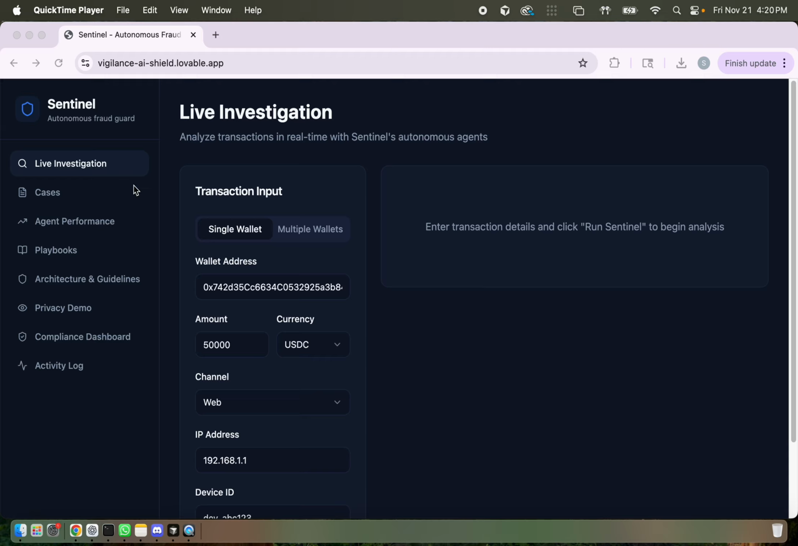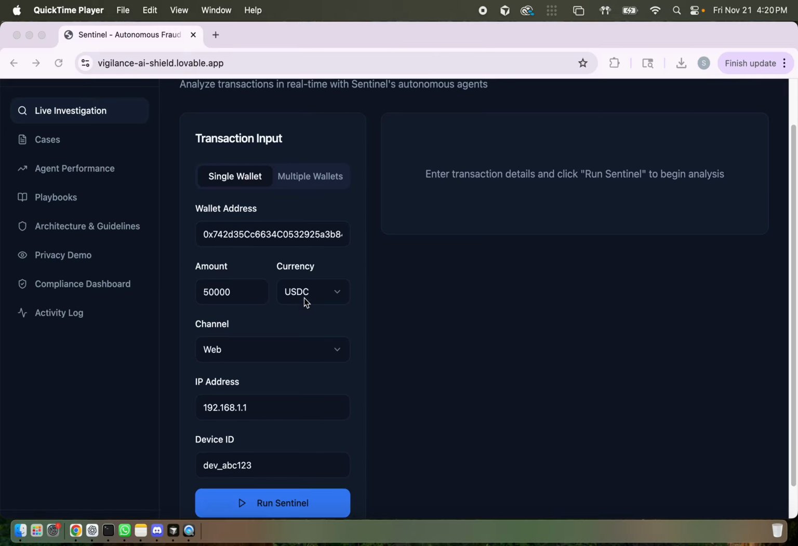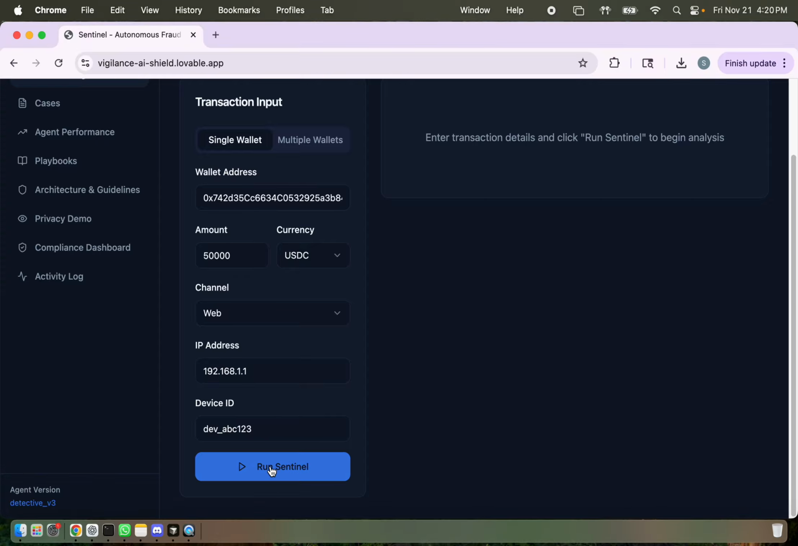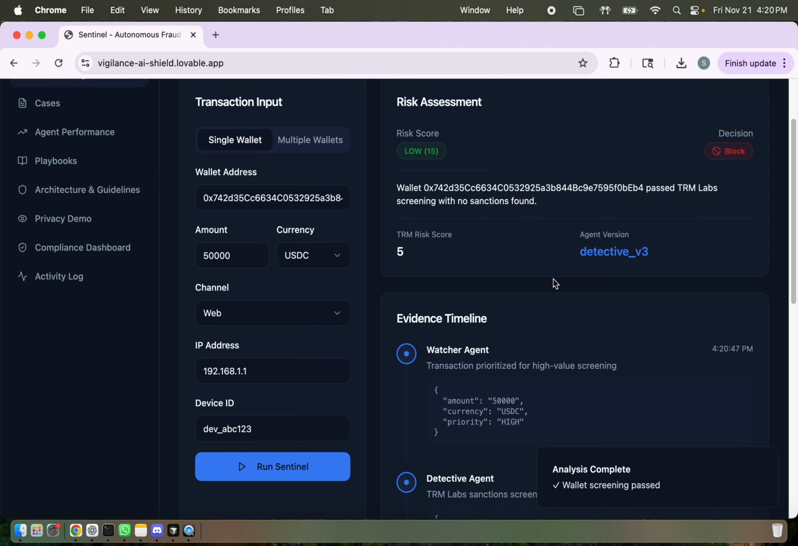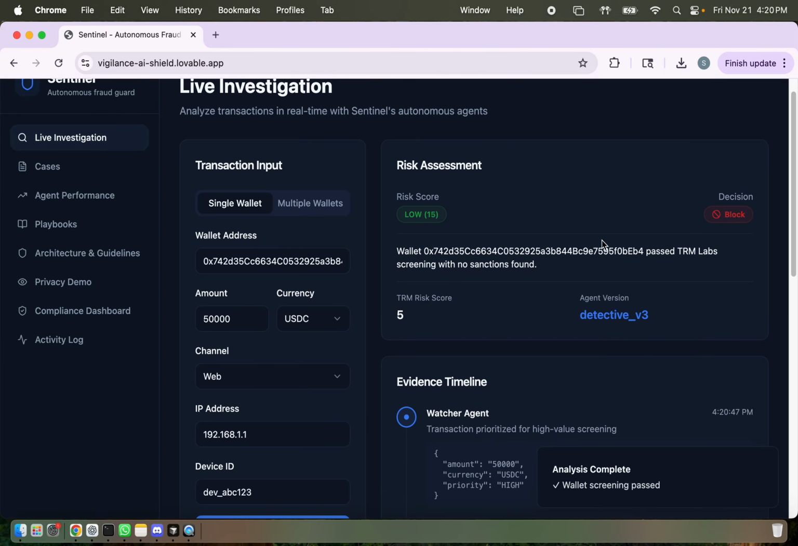Project Sentinel is an autonomous fraud guard which detects transactions and automatically blocks them or takes a corrective action. So here's the single wallet. We run the Sentinel on this. For the general judges in this room, you are the decision bracket. With a TRM risk score and the agent version of V3.